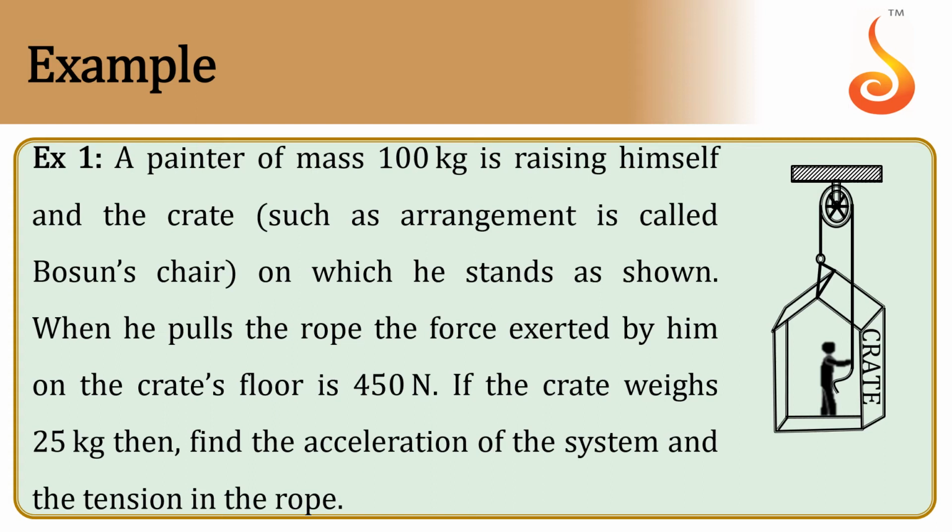Example 1. A painter of mass 100 kg is raising himself and the crate. Such an arrangement is called a bosun's chair, on which he stands as shown. When he pulls the rope, the force exerted by him on the crate's floor is 450 Newton. If the crate weighs 25 kg, then find the acceleration of the system and the tension in the rope.